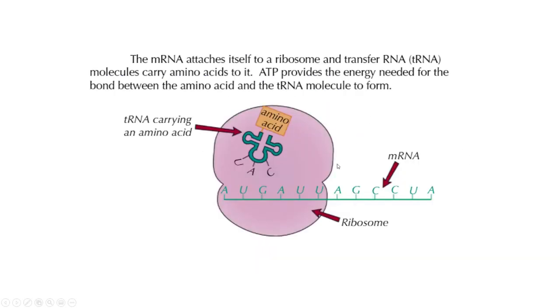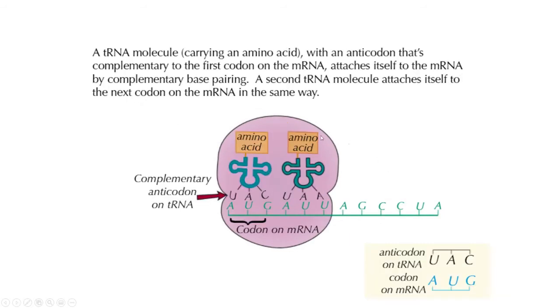As we said, the mRNA attaches itself to a ribosome, and tRNA molecules will now carry amino acids to it. As we mentioned in one of the previous videos, ATP provides energy to attach an amino acid to what would be called an empty tRNA molecule. So it's important that energy is involved in this process, preparing these amino acids and tRNA molecules. This will bind to the correct place on the codon. It has a complementary anticodon on the tRNA, which will exactly match the codon.